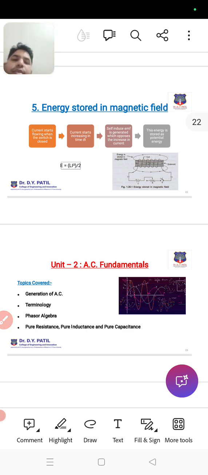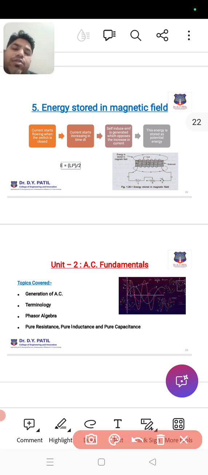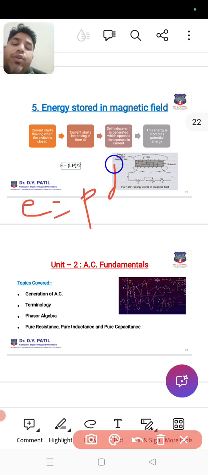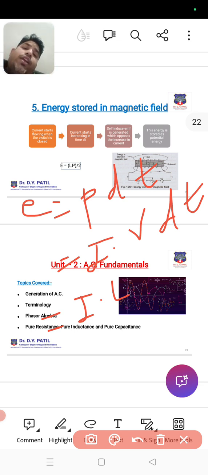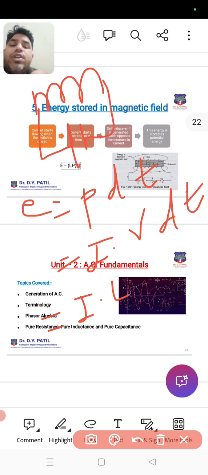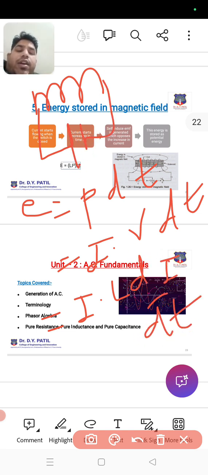It's a very simple derivation for that also. E is equal to, we have to write P into dt. P is equal to I into V into dt. So V is equal to the self-inductance coefficient. Only one coil, energy stored in magnetic field means only one coil is there. So the self-inductance formula, V is equal to L into di upon dt.